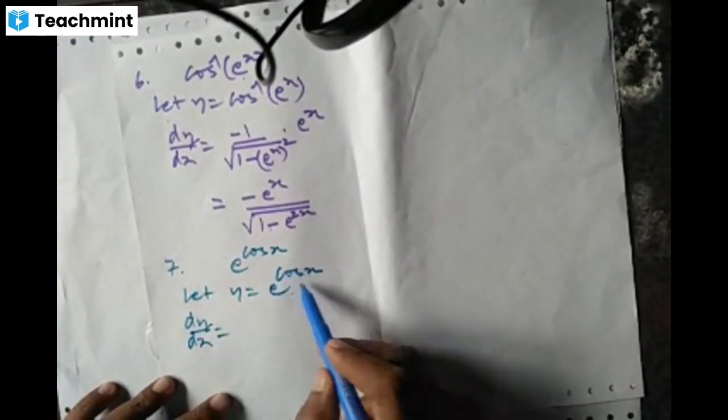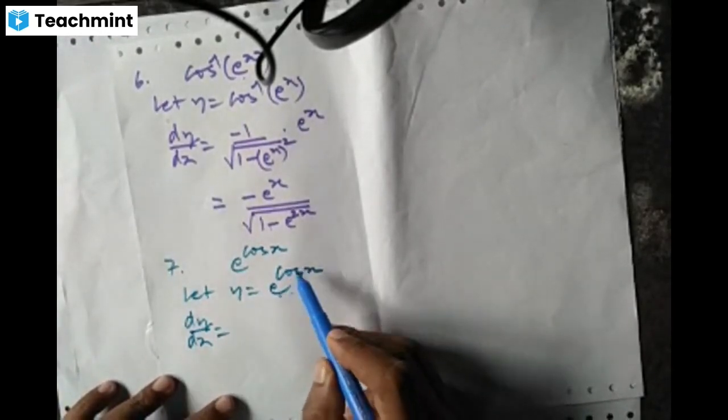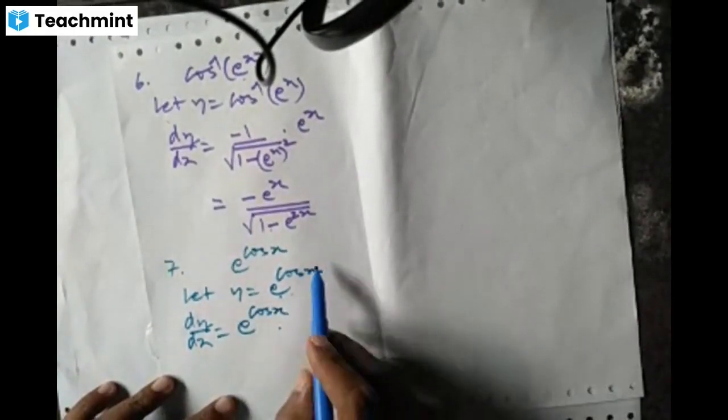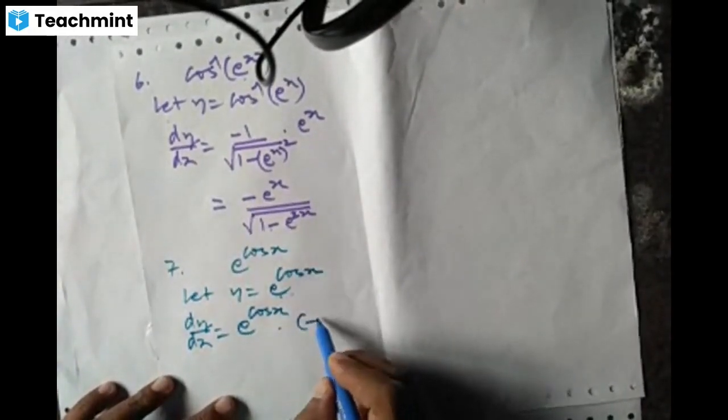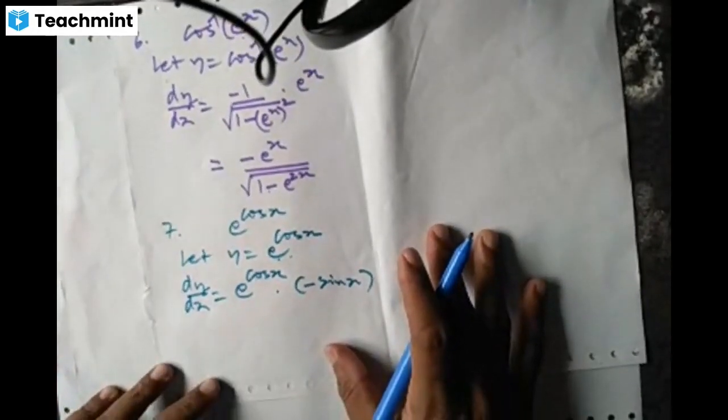you just assume cos x as single variable u. Derivative of e power u with respect to u is e power u itself, right? So e power u, but what is u? Cos x into what? Into d by dx of u, d by dx of this function. D by dx of cos x is minus sin x, correct? So d by dx of cos x is minus sin x.